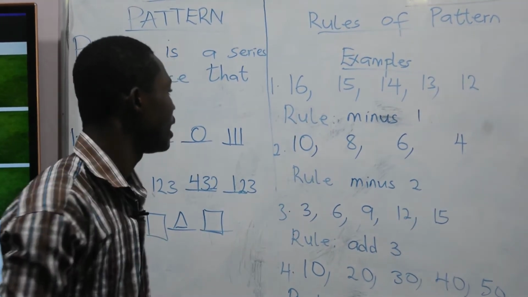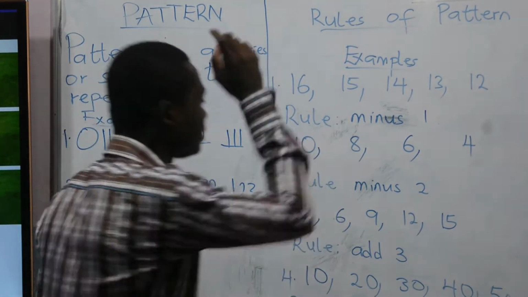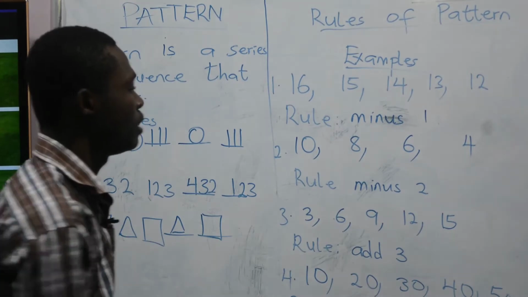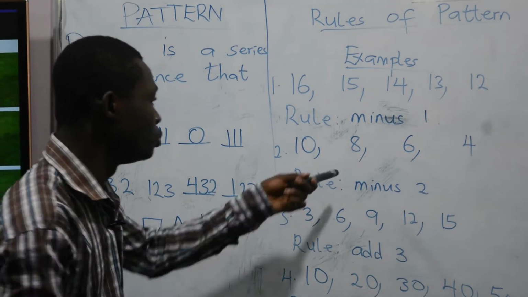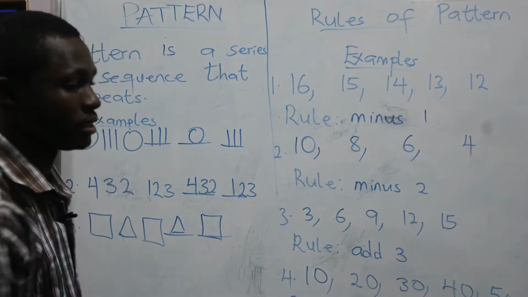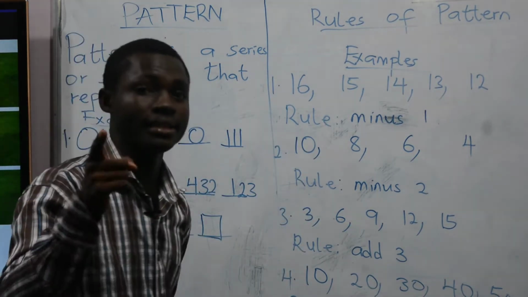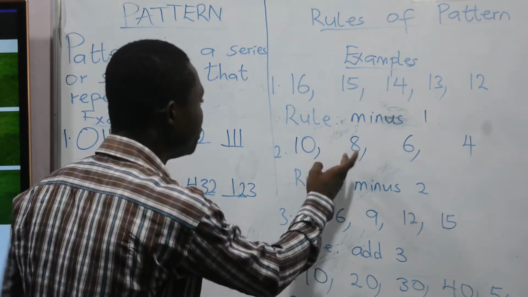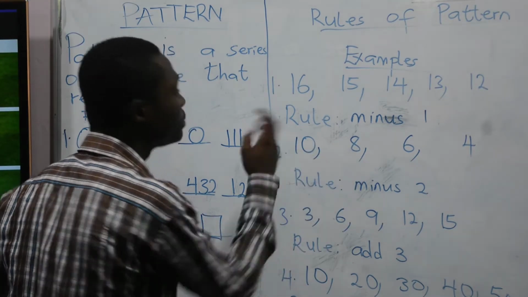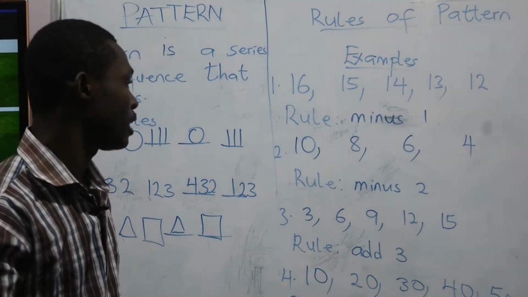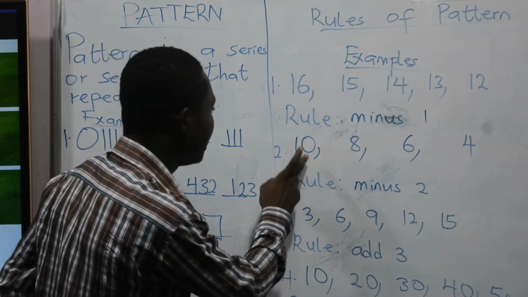Let's look at example 2. We have here 10, 8, 6, 4. Let's find the rule. What is the rule of this question? When you look at here, we have 10. So the first thing is to check the differences. What is the difference between 10 and 8? It means you will take 8 from 10. And what is going to be the answer? 2.